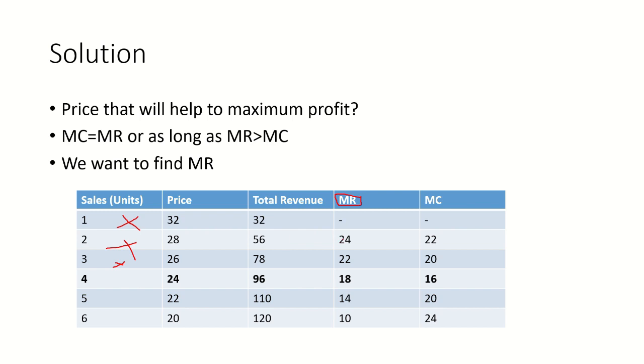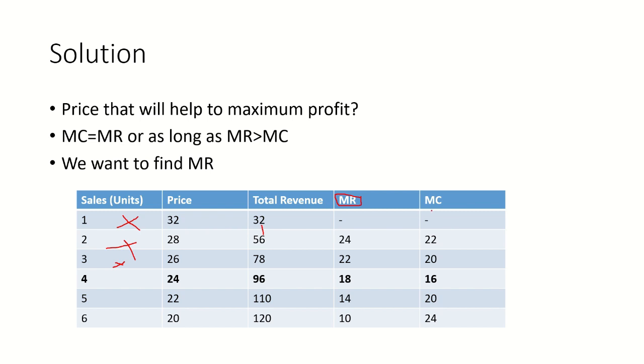At the point of sales, when reaching 2, for finding the marginal revenue, what we did is that we subtracted 32 from 56, we got 24. Then again 78 minus 56, 22. 96 minus 78, 18. Likewise 110 and 120. Okay, and we also have marginal cost.